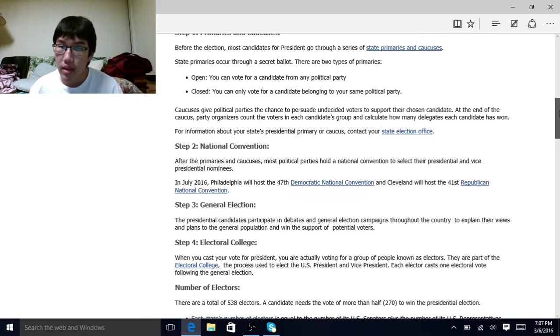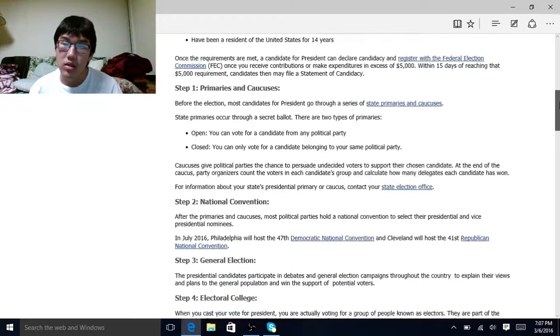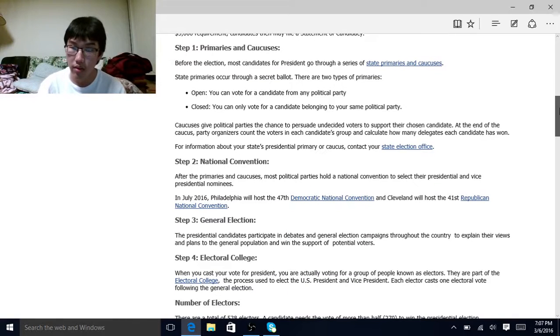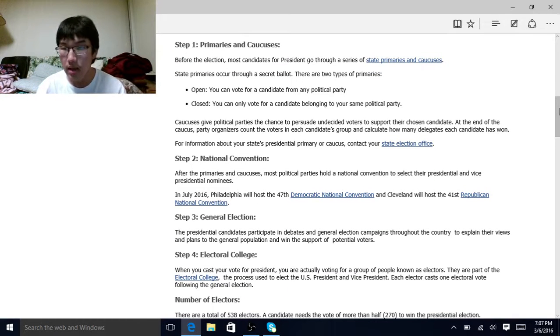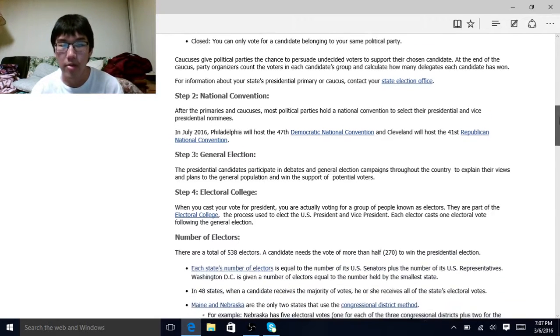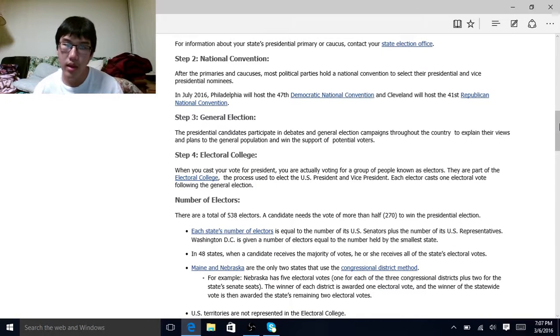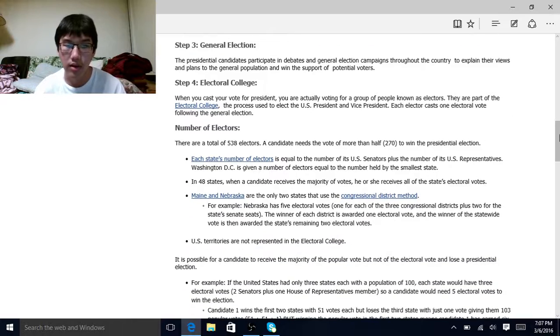Okay. National convention. So first is primaries, where people vote on what candidate they want from the political party. Then, national convention. After the primaries and caucuses, most political parties hold a national convention to select their presidential and vice presidential nominees. So after the primaries are finished, the parties select their presidential and vice presidential nominees. Okay, good enough. Understand that?